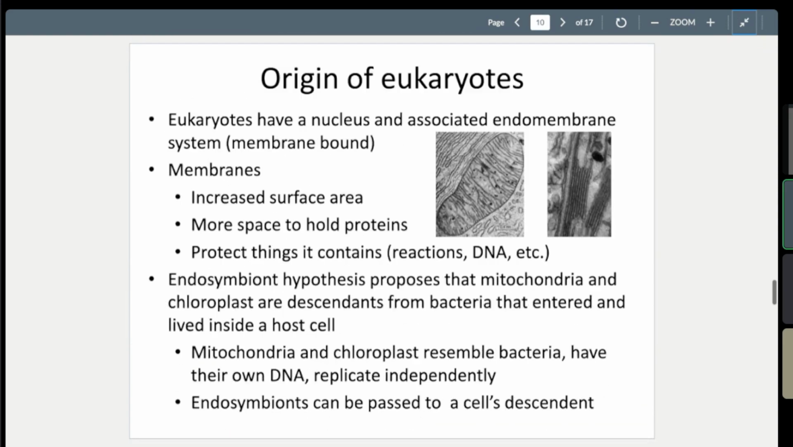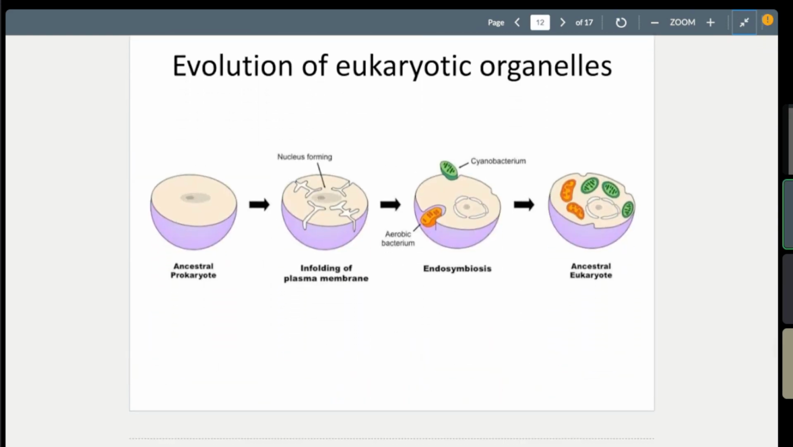So this is another photograph showing the origin of eukaryotes. You have the ancestral prokaryote. You have the formation of the nucleus. You have it engulfing the cyanobacterium, and these are going to be considered our future membrane-bound organelles. This could be mitochondria, and this one could be chloroplast, depending on which cell it's in. And then this is your ancestral eukaryote.